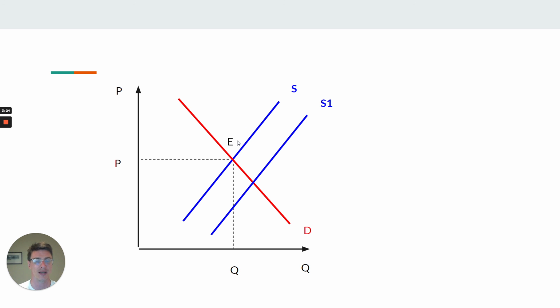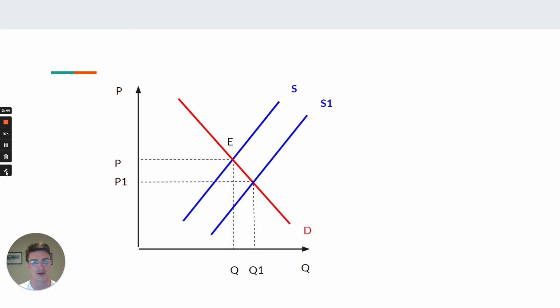Okay, so we need to find out what happens to price first. And we've got a new intersection point here on the new supply curve. So we could almost whiten this supply curve out. We can almost get rid of this. We don't care about this anymore because our new price is over here. And we're going to call that P1. And our new quantity is going to be down here, and we're going to call that Q1.